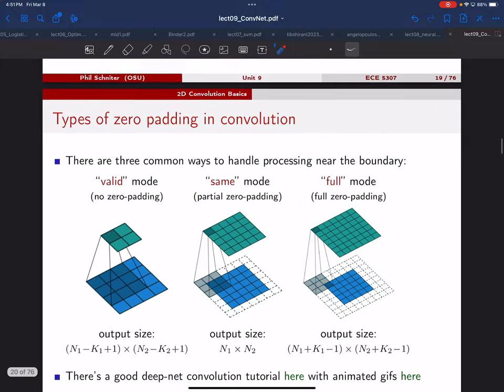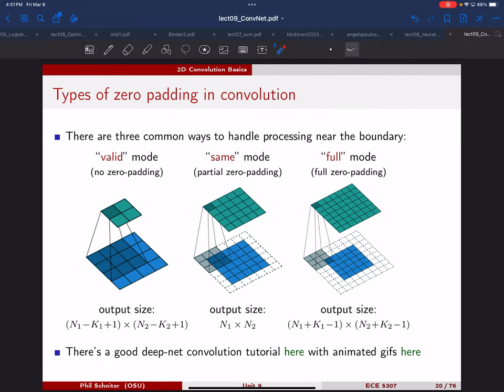Okay, so now there's a few details to discuss, such as what happens at the edge of the image. There are different ways to handle these edge effects. So what we have in these pictures is: this thing is the image, this thing is the kernel. I'll write the input image. And then this is the output image, or the result of the convolution.